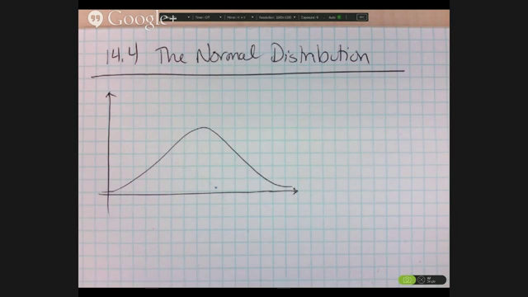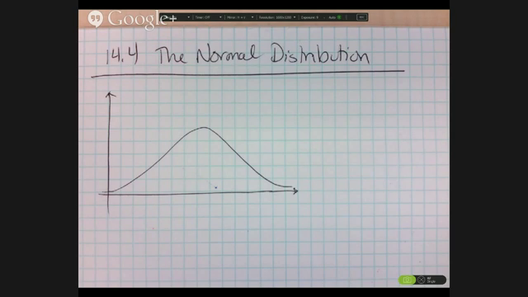Okay, so we're going to talk about the normal distribution briefly so that those of you that are going to stats next year, juniors, have seen it. And seniors, those of you going to college, probably have to take stats, so you've seen it. Okay, this is what it looks like basically.